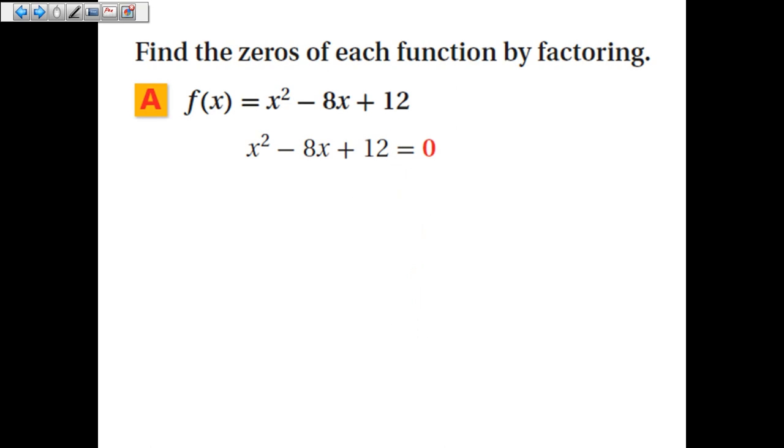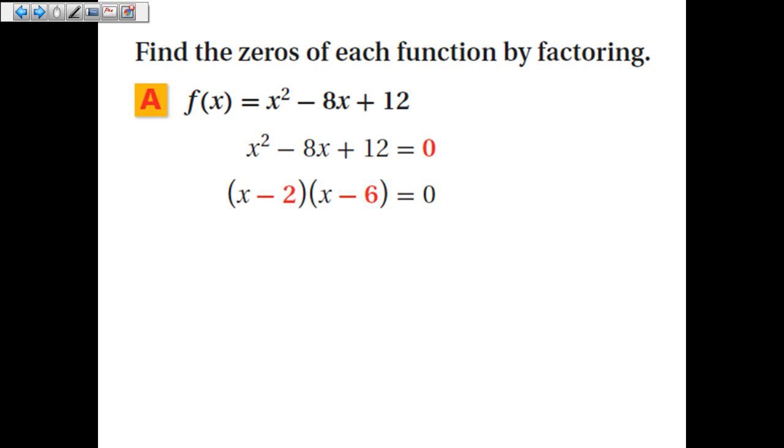Now, to find the zeros of a function by factoring, you should be familiar with this, but you might need a little bit of reminding. I need to identify factors of 12 that will add up to 8. Now, I need to also look at my signs. The plus in front of the 12 tells me that my two factors will be the same sign. They'll both be negative, or they will both be positive. The negative in front of the 8 tells me that they're both going to be negative. So the factors of 12 that add up to 8 are 2 and 6. So my two factors are x minus 2 and x minus 6.